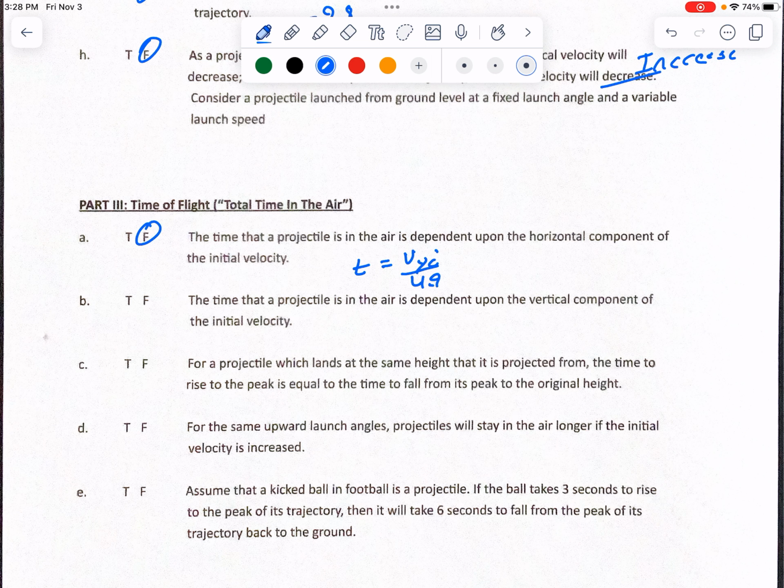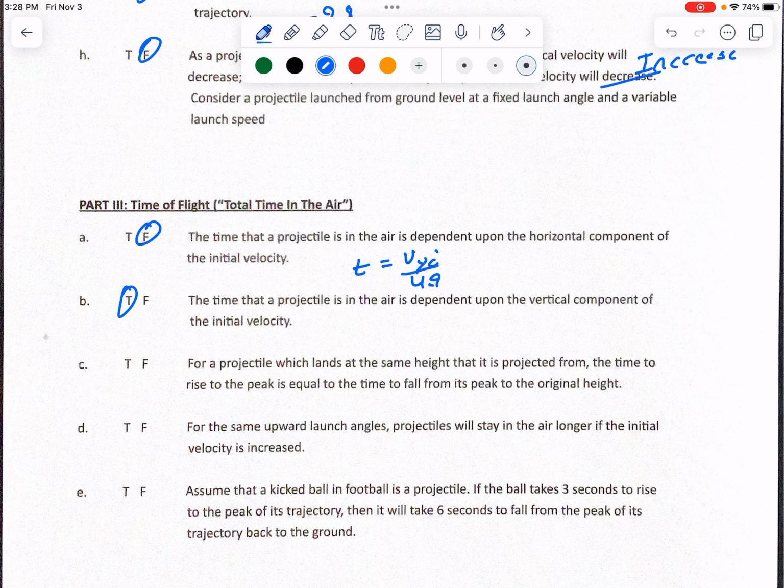A good example of that is when we talked about firing a bullet horizontally versus dropping a bullet at the same time, and which would hit the ground first? Both of them. It had nothing to do with the bullet being fired versus being dropped. It was just the height from where it's falling. So it's strictly vertical. B, the time that a projectile is in the air is dependent upon the vertical component of the initial velocity. That is true.